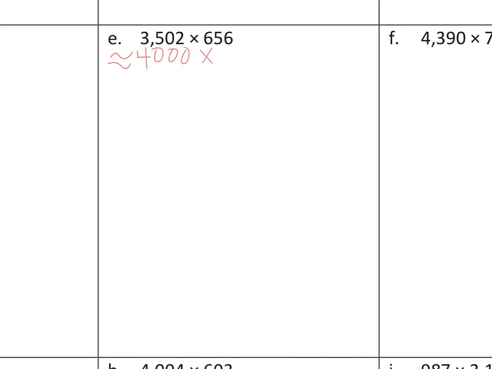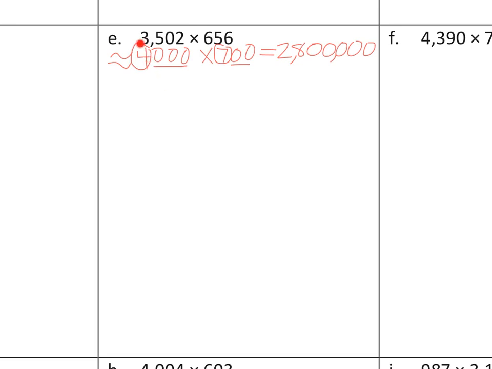656 is close to 700. It's actually kind of in the middle. So let's say, kind of going back to our first problem that we did, we have a 4 and a 7 as a basic math fact. That's 28. And then we have to add 3 zeros there, 2 zeros there. So we have to add 5 zeros behind 28. And that's going to tell us that our answer is going to be in the millions, 2,800,000. That's kind of our goal, to hopefully see that our exact answer should be close to.